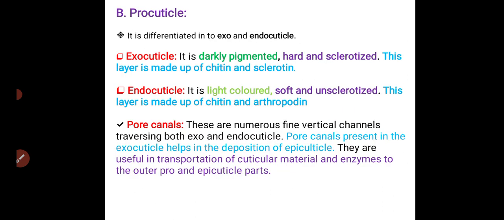Second is procuticle. It is differentiated into exo and endocuticle. Exocuticle is darkly pigmented, hard and sclerotized. This layer is made up of chitin and sclerotin. Second is endocuticle. It is light colored, soft and unsclerotized. This layer is made up of chitin and arthropodin. Pore canals. These are numerous fine vertical channels traversing both exo and endocuticle. Pore canals present in the exocuticle help in the deposition of the epicuticle. They are useful in transportation of cuticular material and enzymes to the outer pro and epicuticular parts.